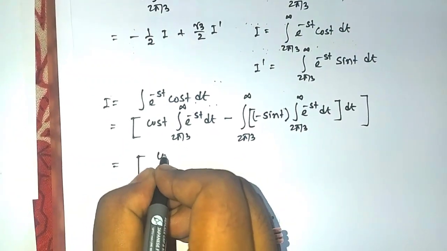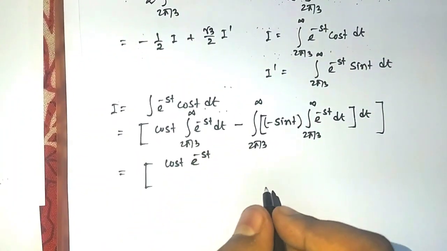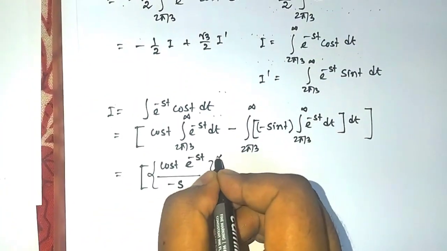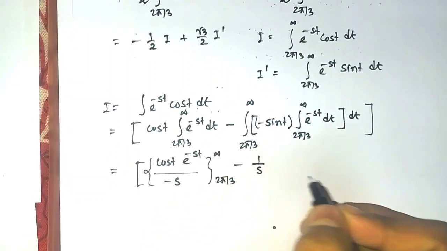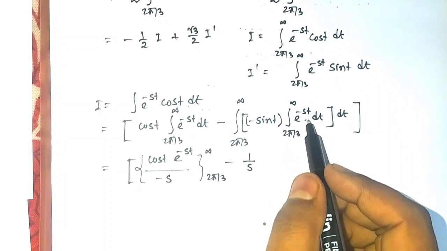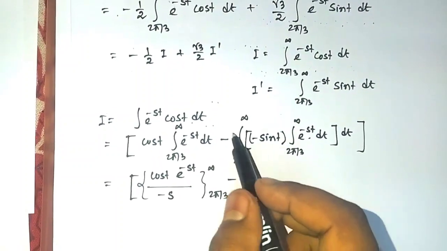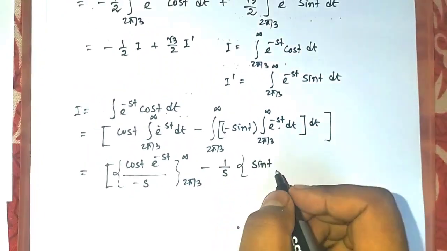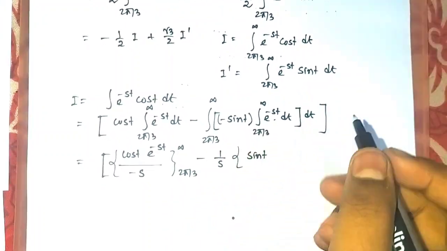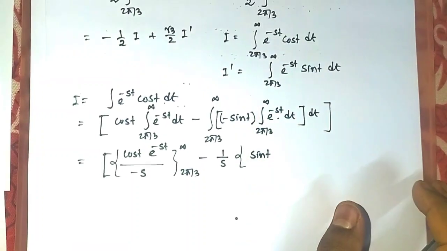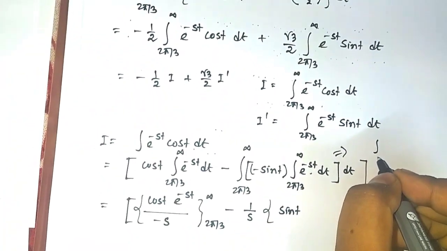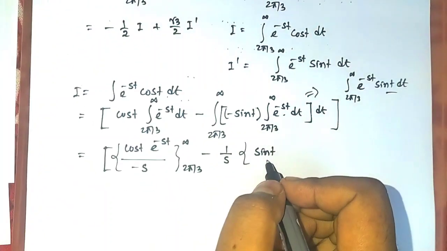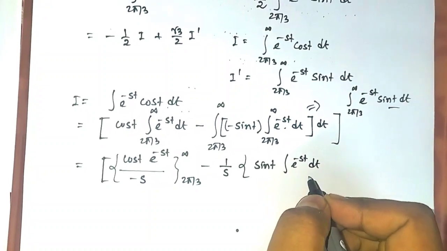So here we get cos t e^(-st), and the integral of e^(-st) with respect to t is e^(-st)/(-s), from 2π/3 to infinity, so -1/s, because the integral of e^(-st) equals e^(-st)/(-s); minus minus gives plus, so 1/s sin t, minus 1/s sin t e^(-st), and after that you will have to calculate the integration by parts again, because from here you will get the integral from 2π/3 to infinity of e^(-st) sin t dt.